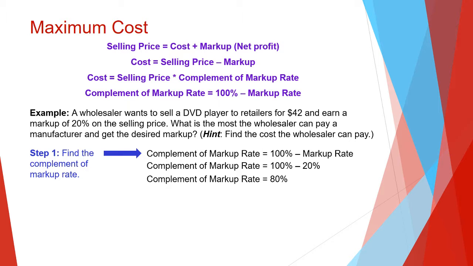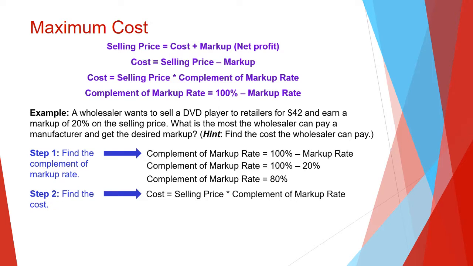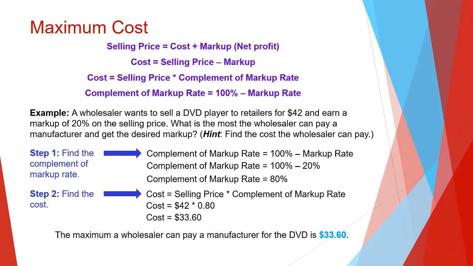Now that we have that, we can find the cost. We need to take the selling price of $42 and multiply it by the complement of 80%, converted into a decimal, that's 0.80. So the cost is going to be $33.60. So that means the maximum we can buy it for is $33.60 if we want to have that markup of 20%.